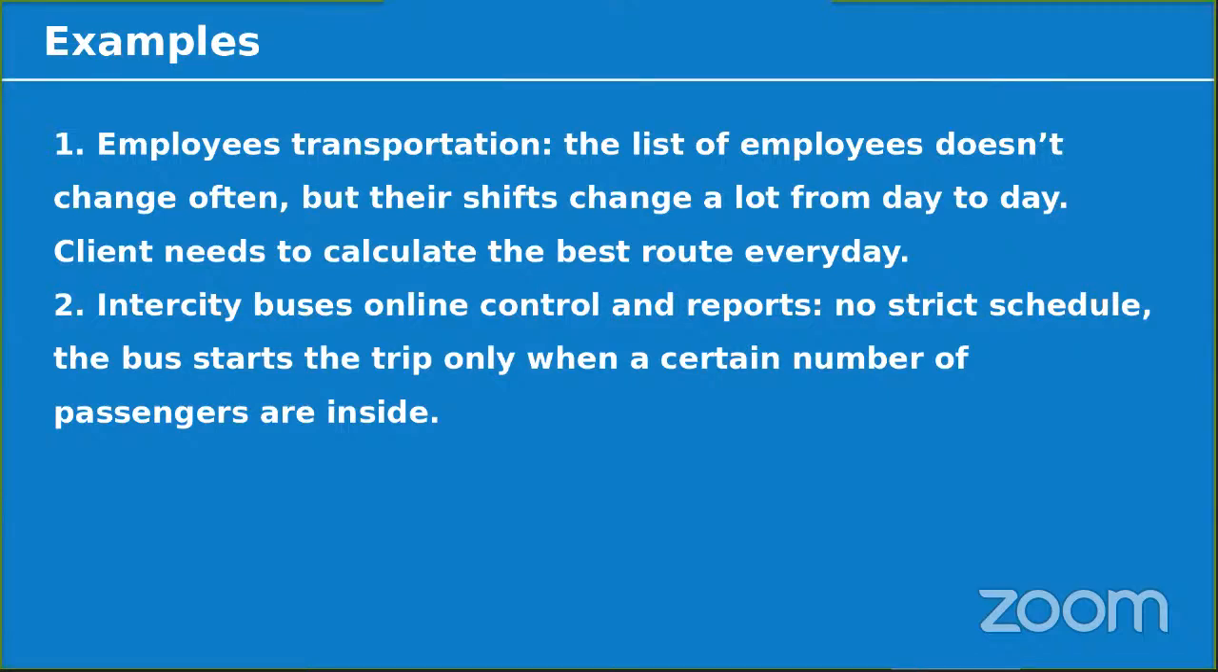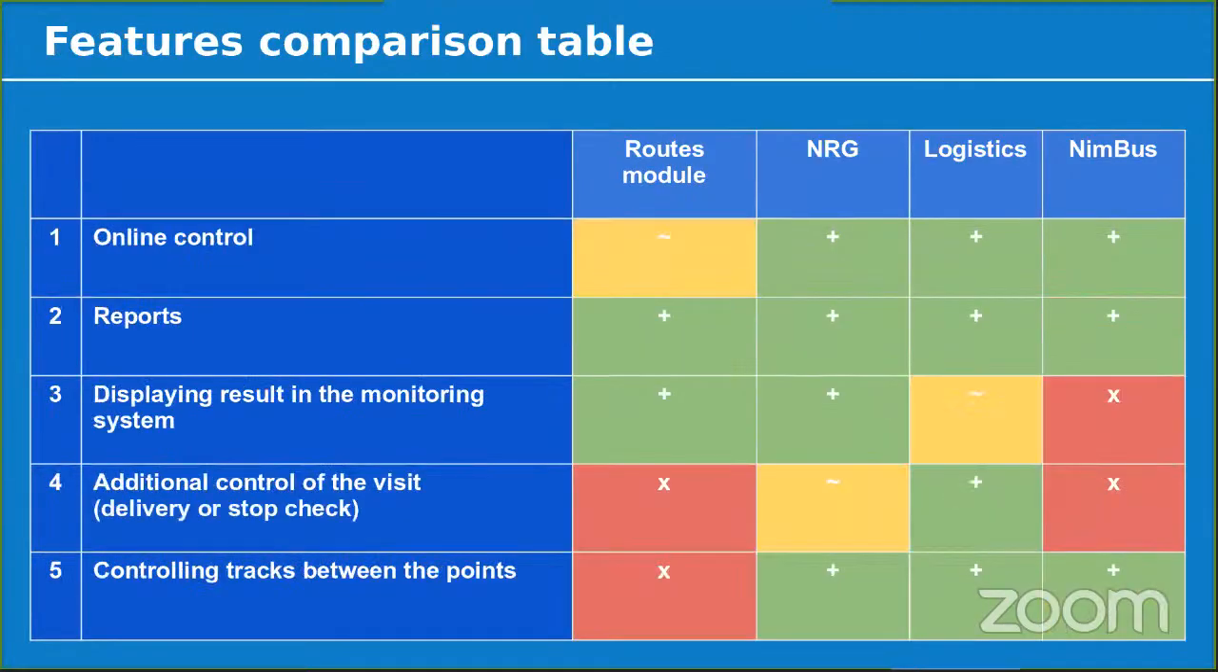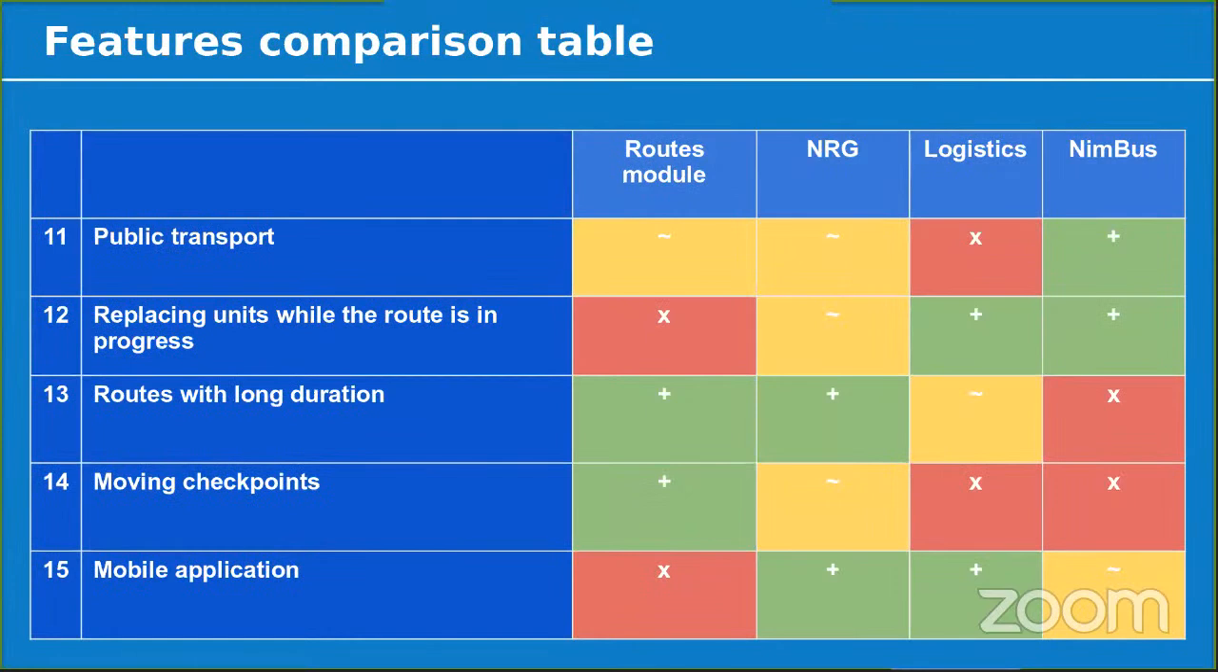Well, the dispatcher requires online control and reports. So it's criteria 1 and 2. Well, they're not so helpful to make a choice. What else do we have? The bus moves through the same stops all the time. Okay, it's criterion number 6. Well, it is also not very helpful. And once again, it seems like we are talking about the public transport.